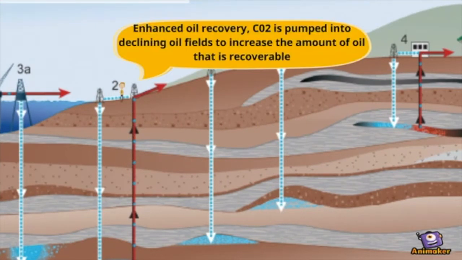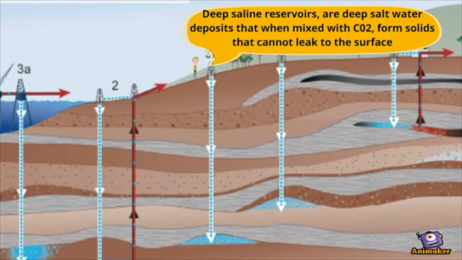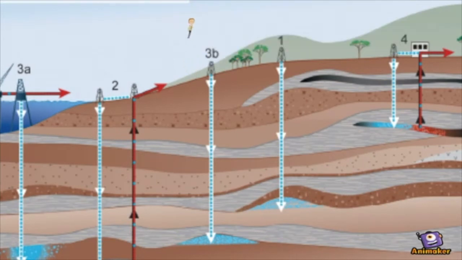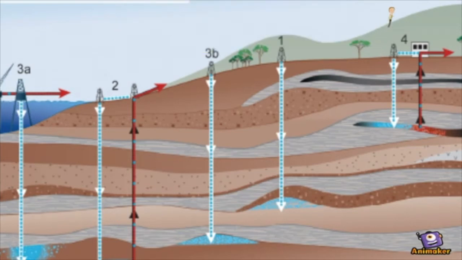The first method is enriched oil recovery. In this method, CO2 is pumped into declining oil fields to increase the amount of oil that is recoverable. Here, we have deep saline reservoirs. These are deep saltwater deposits that when mixed with CO2 form solids that cannot leak to the surface. Lastly, we have a method where coal that is too costly or difficult to mine can be used for carbon storage. Now let's go check out ocean sequestration.